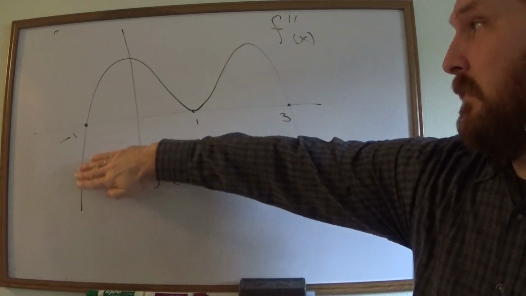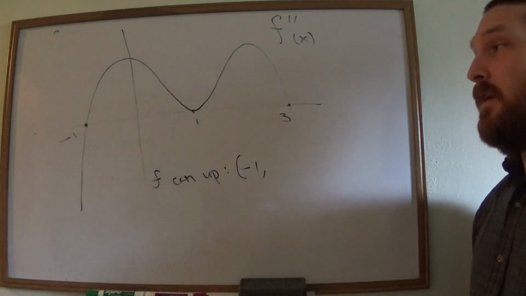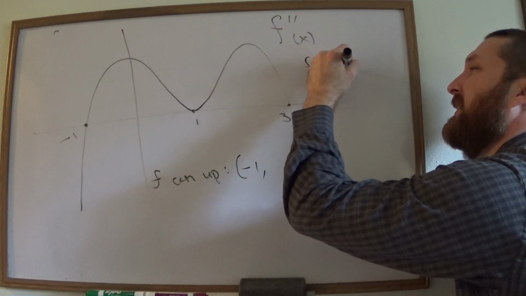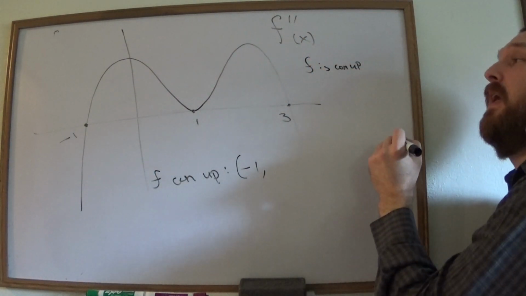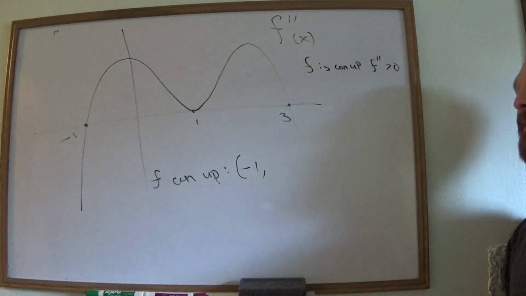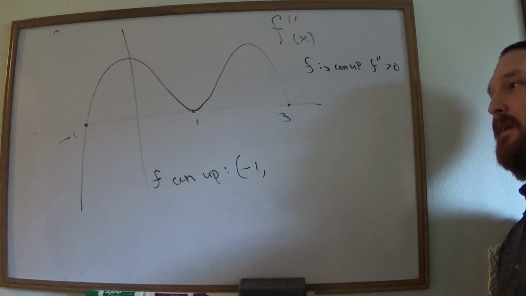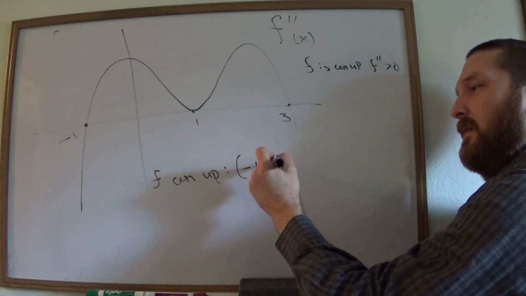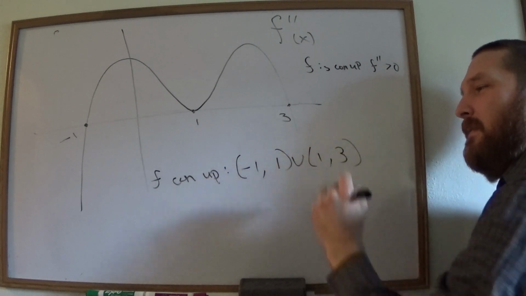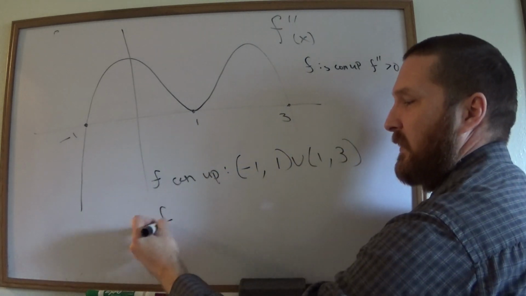F is concave up when what? It's positive, so when its second derivative is strictly bigger than 0. So from -1 to 3, not including 1. In other words, like this. Now where is f concave down?